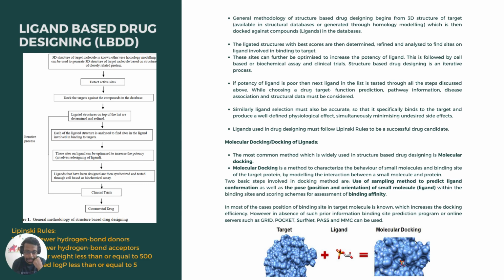In the picture, the target protein is identified from the database, and the different ligand molecules also come from a ligand database. The list of targets and list of ligands are given by the database, the computer itself. From that we choose different ligands and targets based on their orientation, sizes and binding affinities, and they are docked against each other, and molecular docking is done. In most cases, the position of the binding site in the target molecule is known, which increases the docking efficiency.